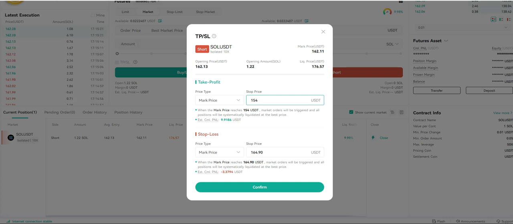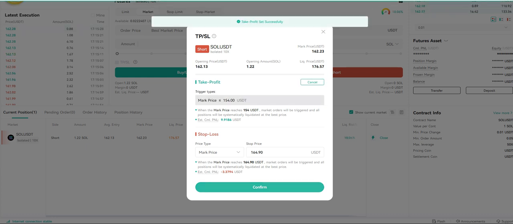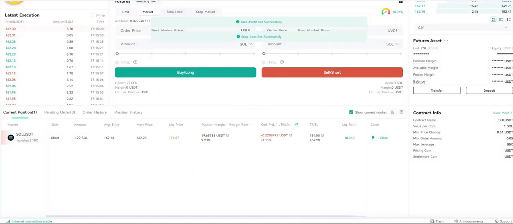But those are going to be tiny. And then if it gets to $164.90, I'm going to lose $3.37. So this is a contained loss. Okay, this is why this is very important. So we click confirm here, and there you can see that we have successfully set the take profit and the stop loss, right? The take profit is the top one, and the stop loss is the bottom one.